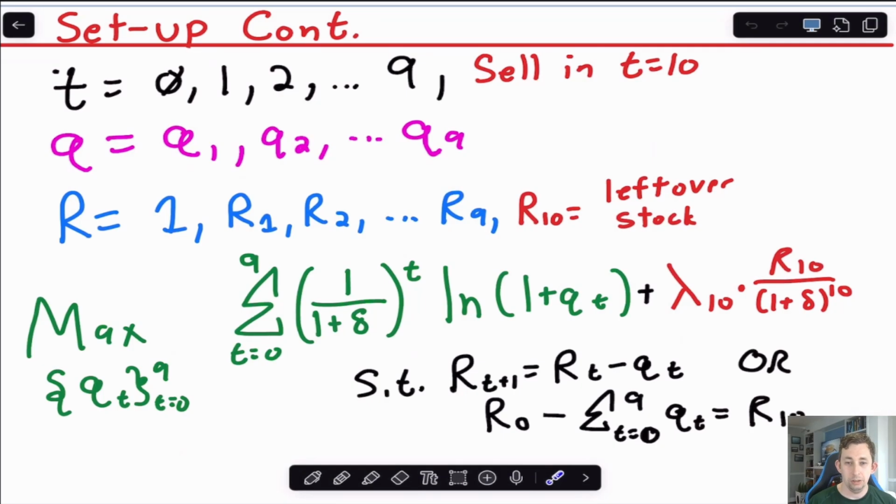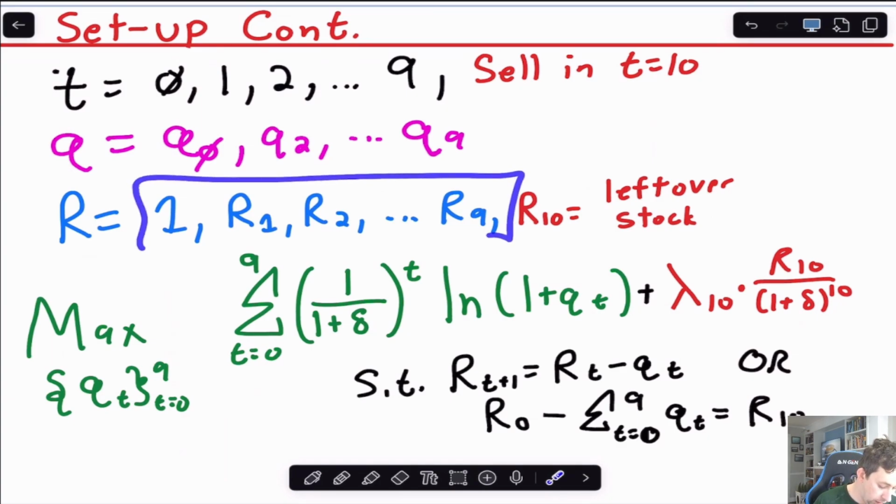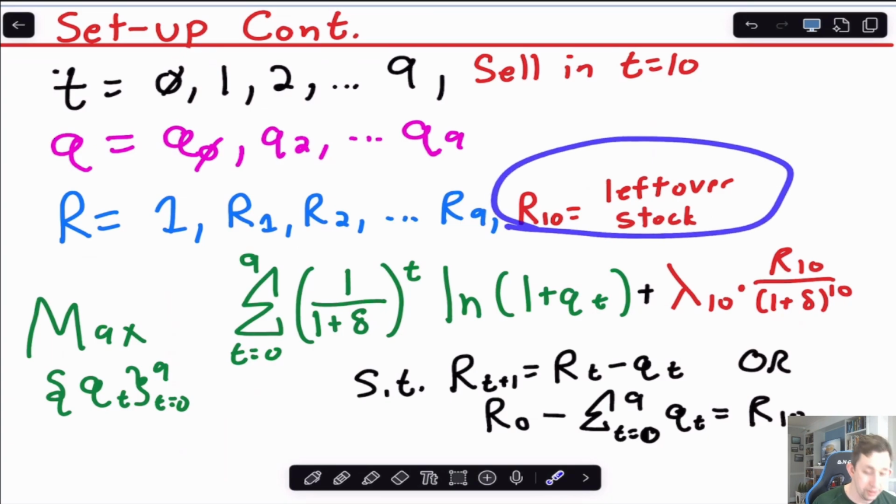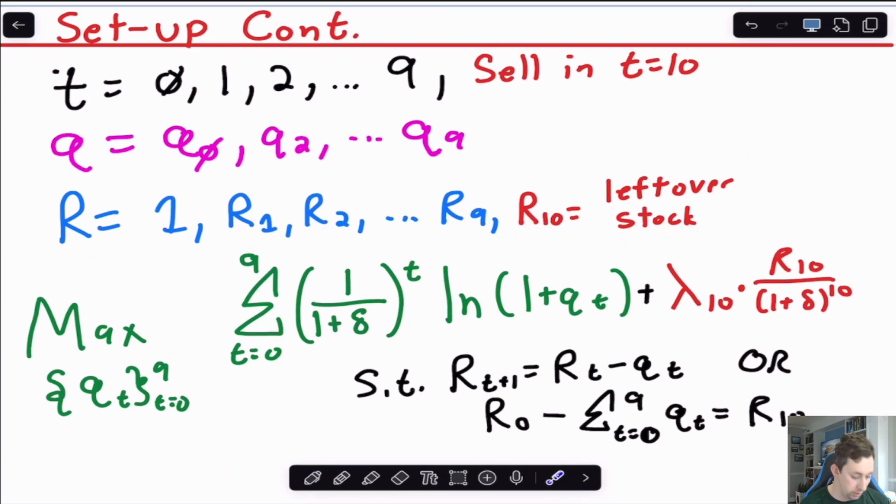To get into a little more of the nitty gritty, if we've got 10 periods, we're going from t equals 0 to 9. We're going to choose q equals q0 to q9. The amount of resource that's left in the ground, we're going to start with 1. And then we're going to have R1 all the way to R10, which is the amount of stuff that's left over after we're done extracting.